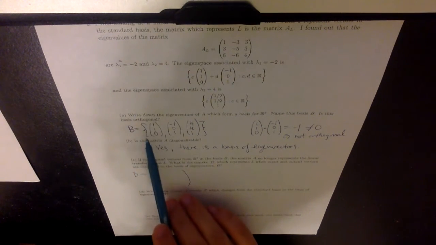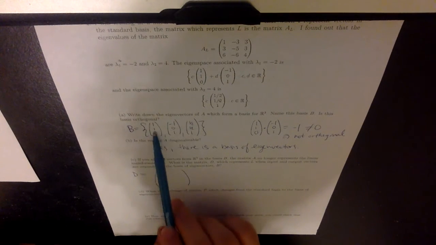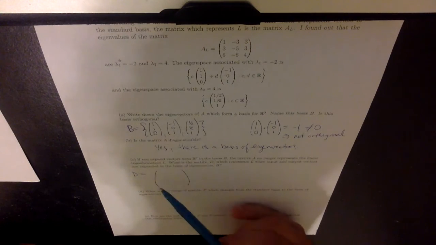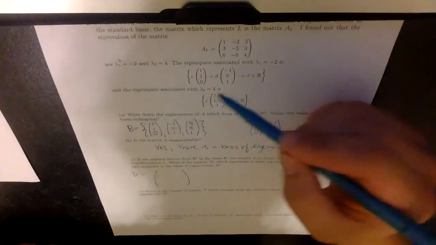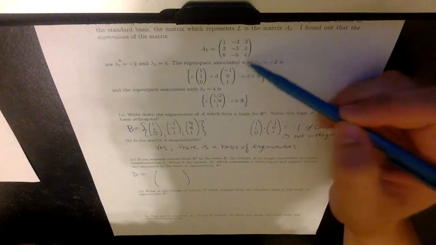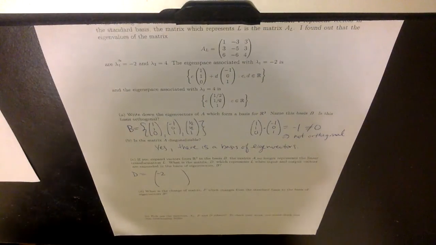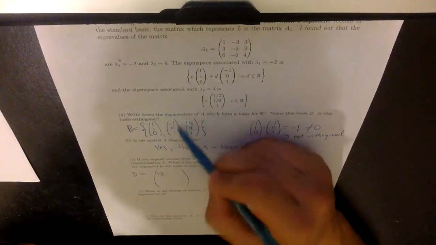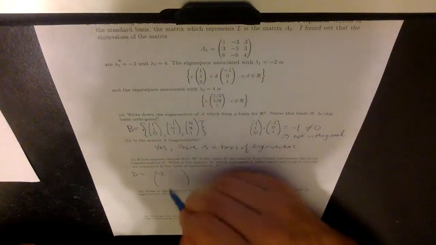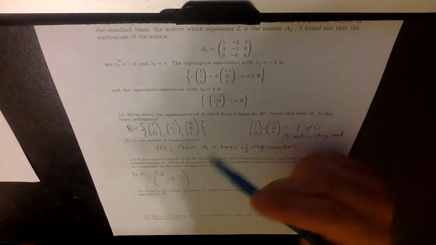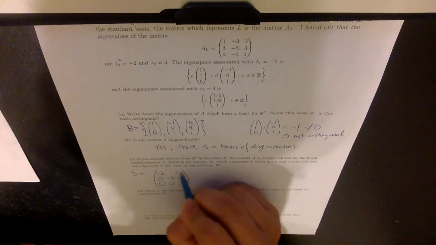So I chose that the basis would go (1, 1, 0), (-1, 0, 1), (1/2, 1/2, 1). So I need to find the eigenvalues for each of these vectors and then put them in the corresponding places in the columns of D. Since (1, 1, 0) goes with lambda equals negative 2, my first column contains negative 2. My second vector is also an eigenvector with lambda equals negative 2, so I get another negative 2. Now this last one is with lambda equals 4, so I get 4, and then it's a diagonal matrix.